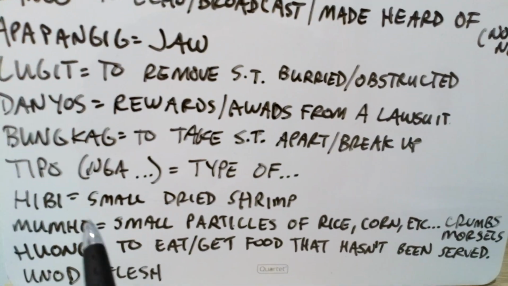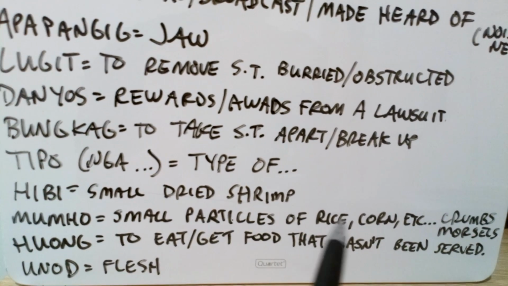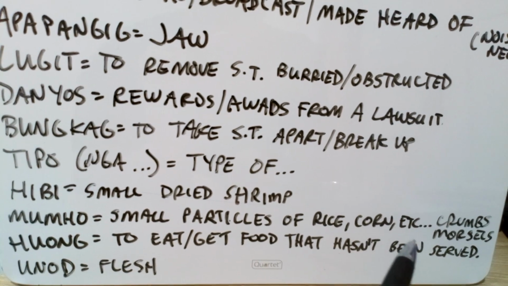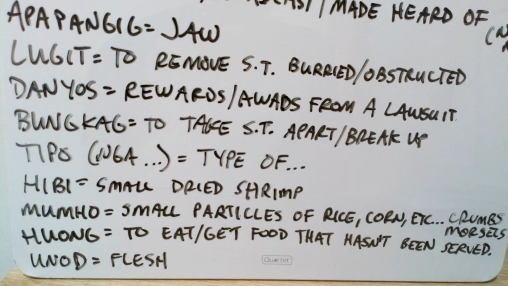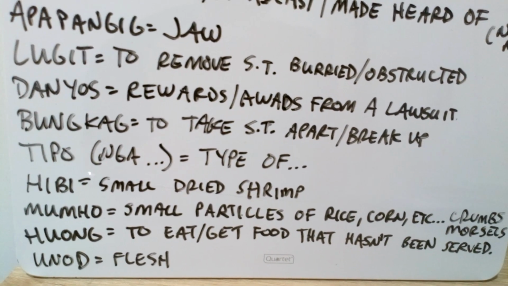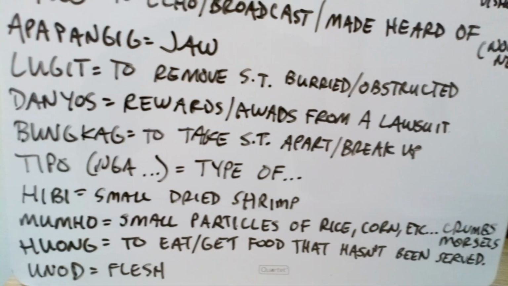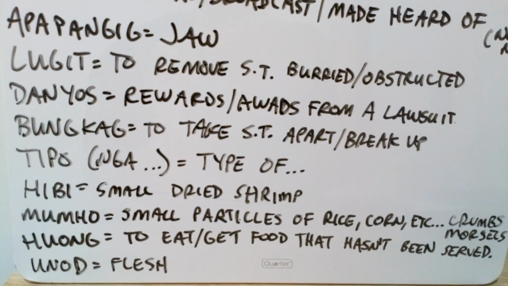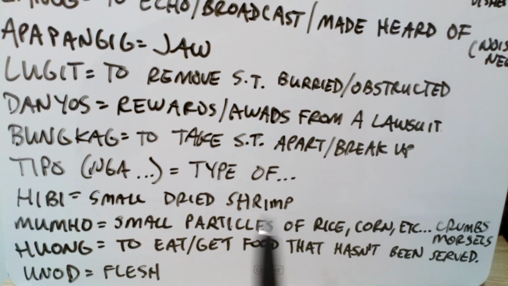Mumho is also really good. It means small particles of rice, corn, kernels, or crumbs and morsels that you ate, right? Mumho is just the small little pieces of food. It can be a piece of rice or corn, or when you're eating something.